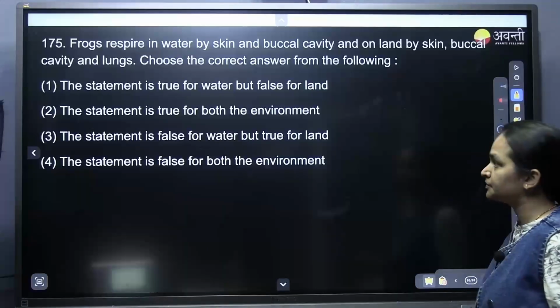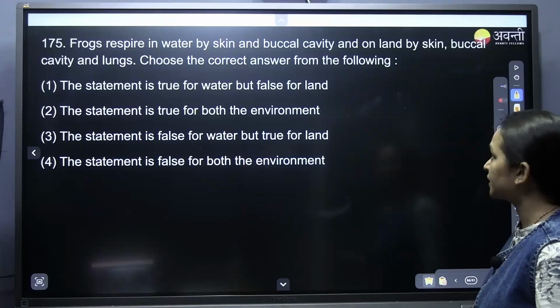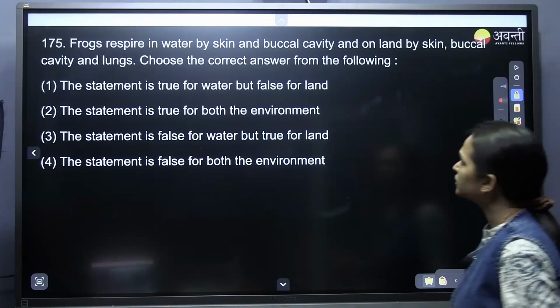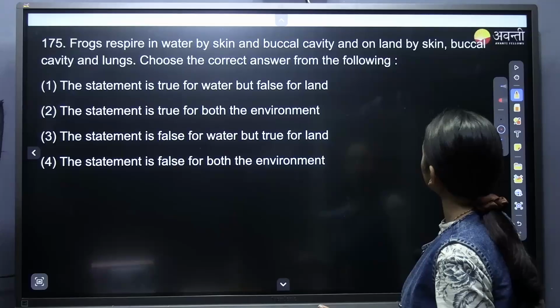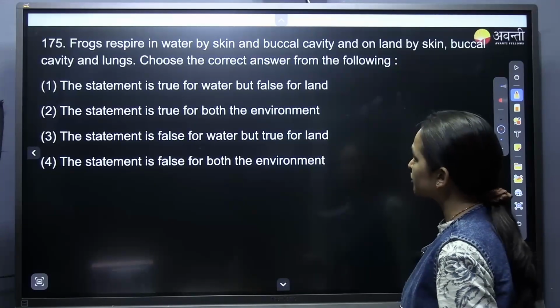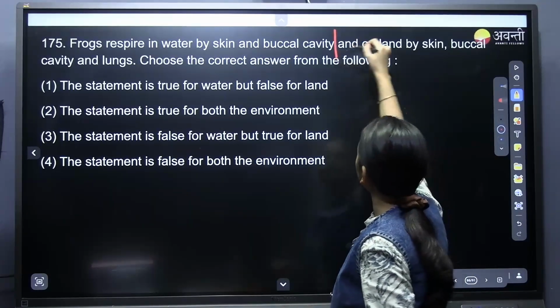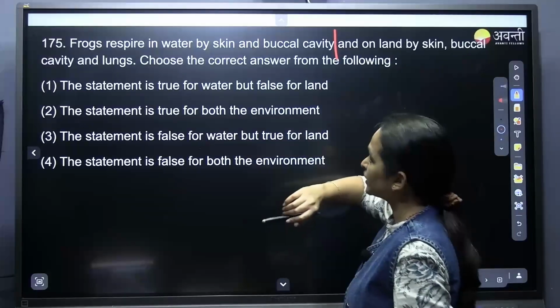Option 3 is the right answer. Frogs respire in water by skin and buccal cavity. And then on land by skin, buccal cavity and lungs. Choose the correct answer from the following. Till here it is statement 1, and another one is statement 2. Now tell me, is statement 1 true?